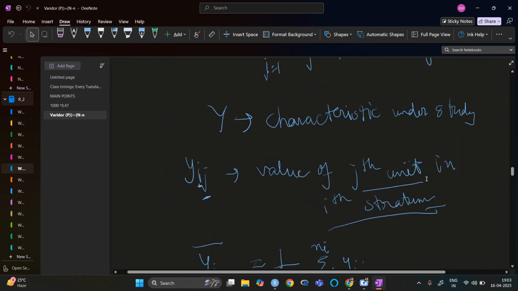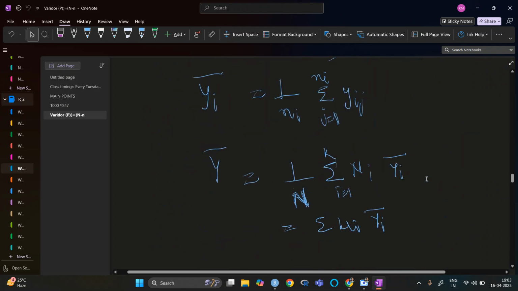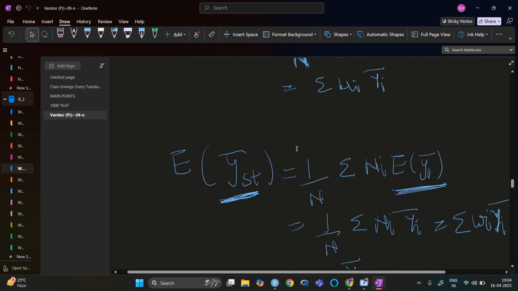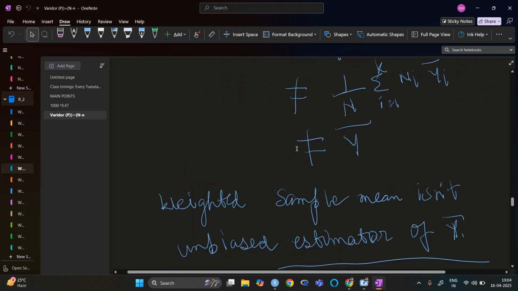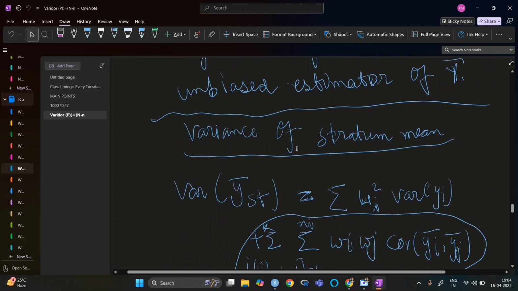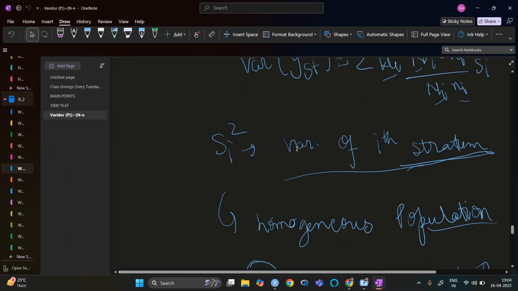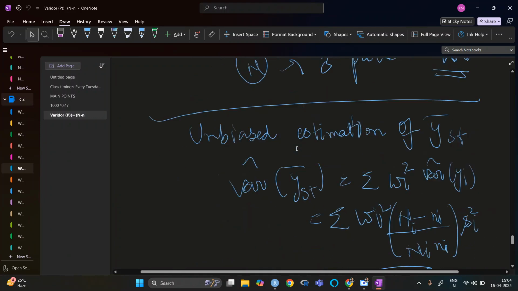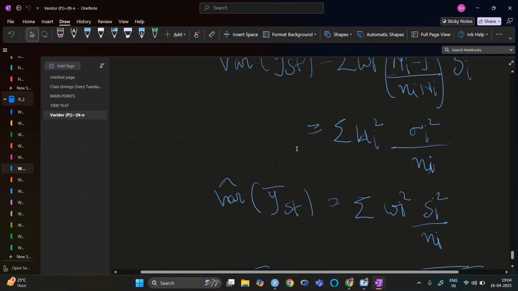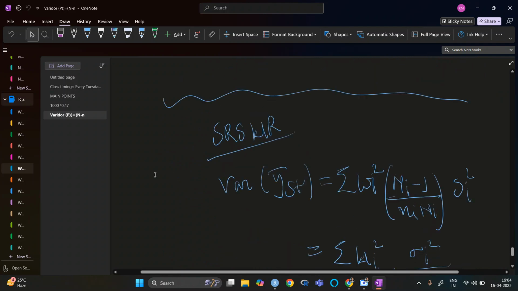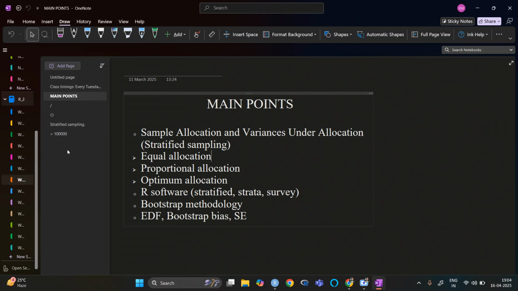Now, other things are similar. You need to find the sample mean and proportion mean, and then see whether it is a biased or unbiased estimator. Then you need to find its variance, and we will have the same cases, without replacement and with replacement. The next topic is sample allocation and variance under allocation.